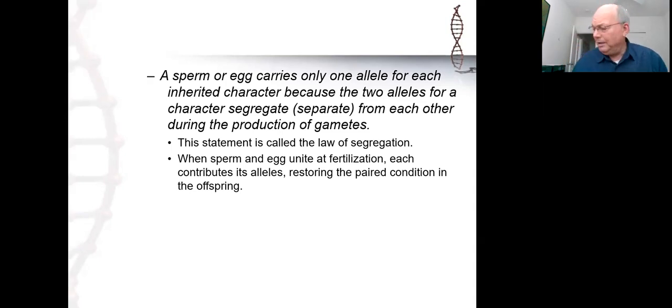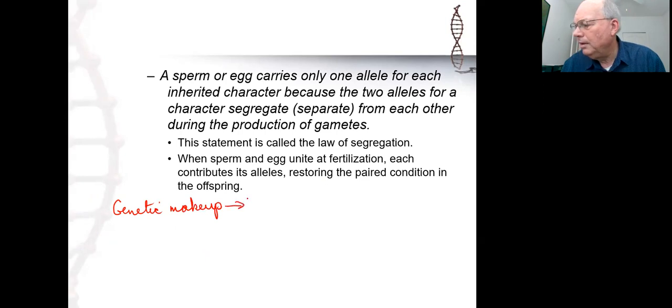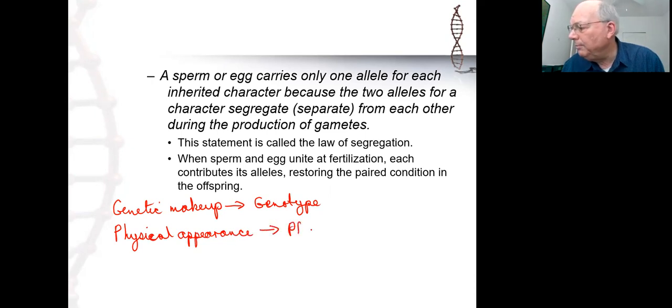Now, we need to introduce a couple more terms. They're actually used on this diagram, but they're not defined yet. So the genetic makeup is called the genotype. The physical appearance is called the phenotype.